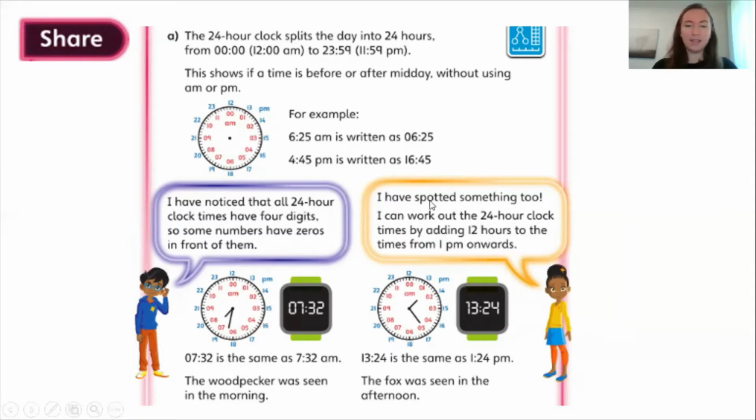The little girl over here says, I have spotted something too. I can work out the 24-hour clock by adding 12 hours onto the times from 1 p.m. onwards. So 13:24 is the same as 1:24 p.m. The fox was seen in the afternoon.